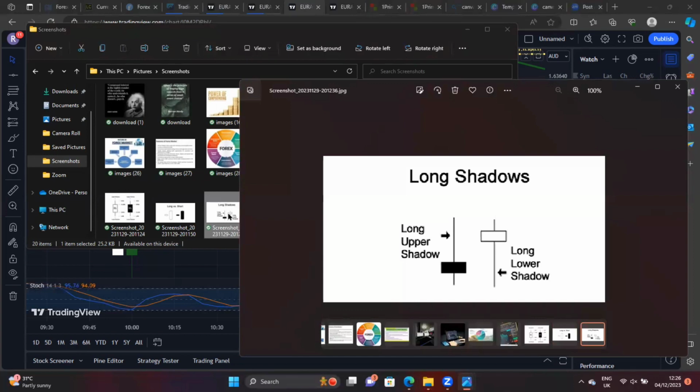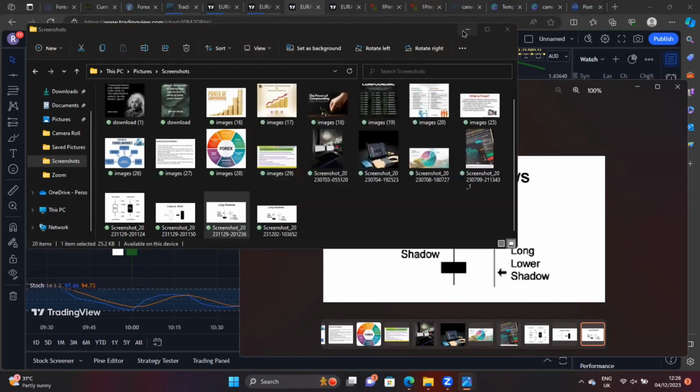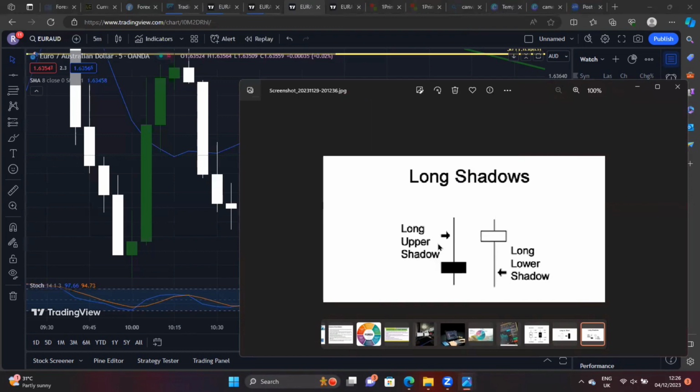Short candles simply tell you that there is little selling pressure involved at the particular time. All right. So we have done justice to long body candles and short body candles. We've done justice to open and close of candlesticks.